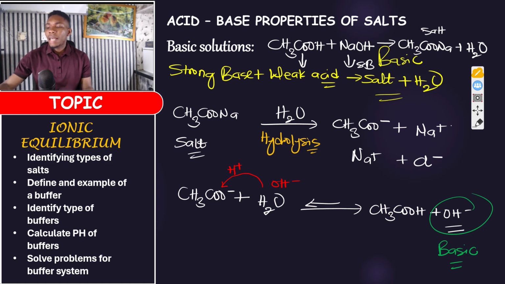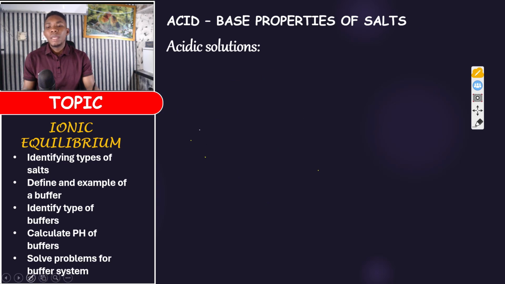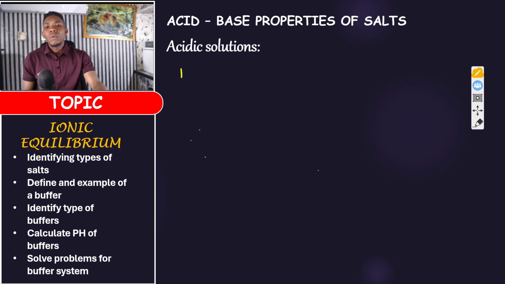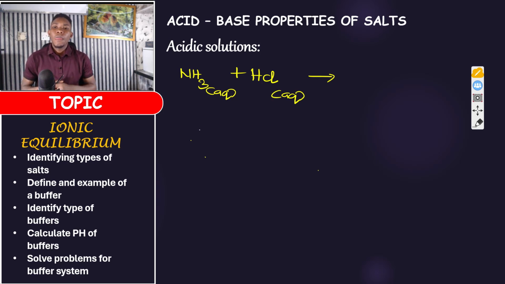Now let's look at the last one, acidic solution. So we say for basic solution, you have strong base plus weak acid. For acidic solution, you have weak base and strong acid. Weak base and strong acid. An example of such is ammonia, which is a weak base. It's not classified as one of those strong bases. Pure solution of ammonia plus an example of strong acid is HCl, aqueous. Now when ammonia reacts with HCl, what are you expected to form? You are going to form ammonium chloride.